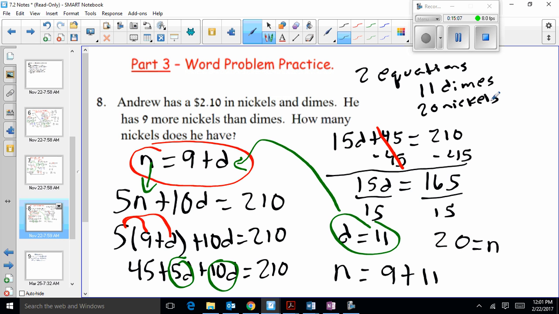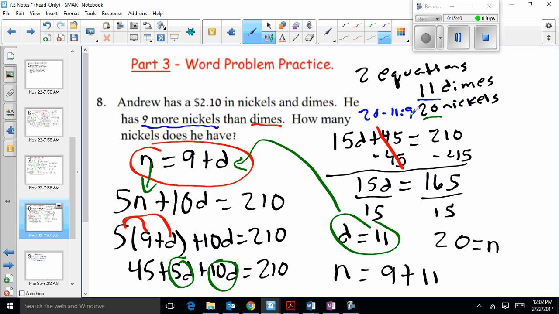Now, if I want to go back and check and make sure this is correct, there's a couple ways I can do it, but one of the main ways is I can go back and reread the problem. And it says that Andrew has 9 more nickels than dimes. Okay, so I come back over here and I look. He has 20 nickels and 11 dimes. 20 minus 11 equals 9, which holds true in the equation and saying he has 9 more nickels than dimes.